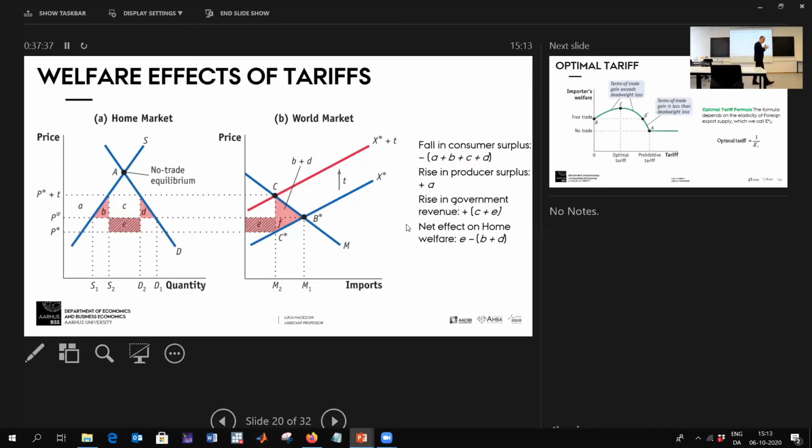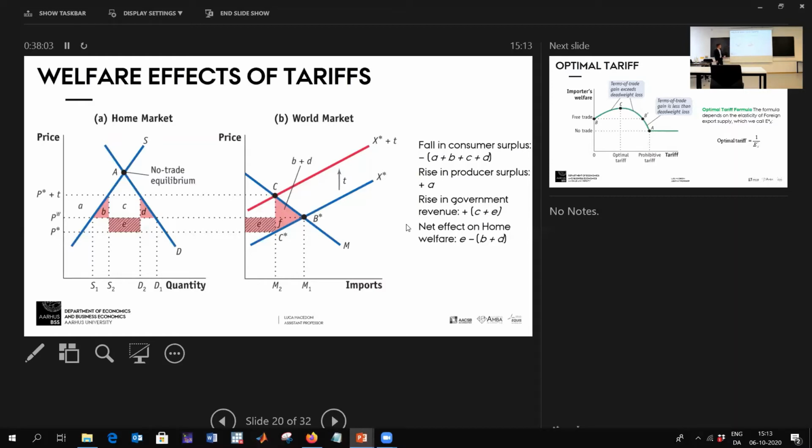Okay, so this is very important, and we'll see why in a second. But first of all, let's look at consumer surplus. Consumer surplus is usually the area between the demand curve and the price line. The price goes from PW to P star plus T. So consumer surplus falls by A plus B plus C plus D, just like before.